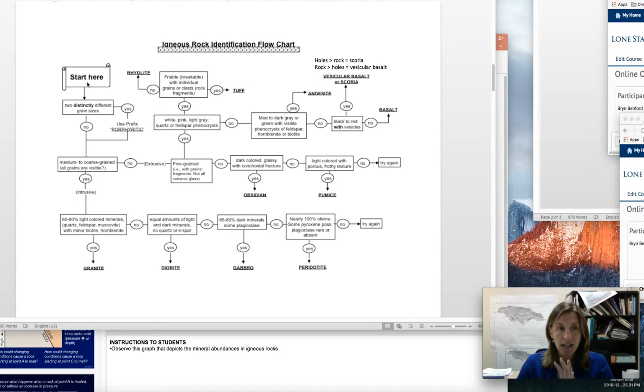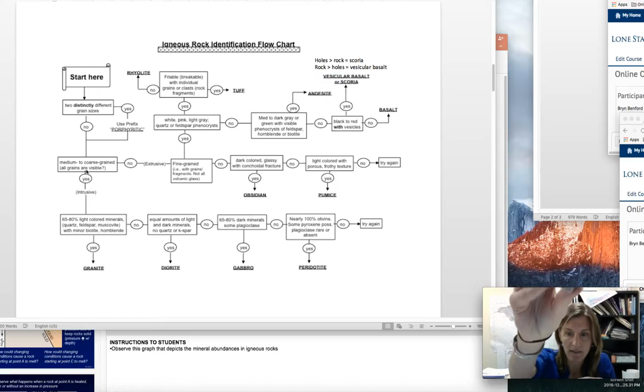So first you decide, are there two grain sizes, are there not? If there are, then you're going to use the prefix porphyritic in the name. Either way you come out of this, and then you have to say, is it medium to coarse grain? So can you actually see the minerals in it? And this means all of the minerals are medium to coarse grain, not just some of them. So when you look at it, the whole thing is made up of minerals that you can easily see.